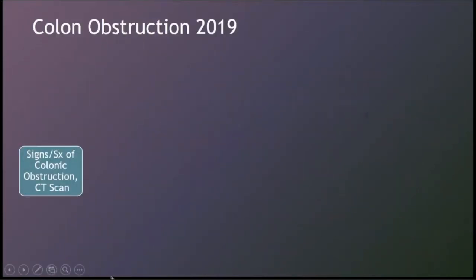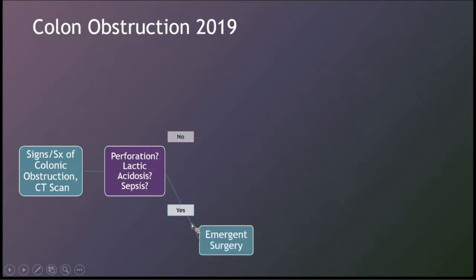So in 2019, patients come in with colonic obstruction. Any evidence of perforation like acidosis or sepsis, they're going to go to the OR. They've got a perforation. We have no business being there. If they otherwise are clinically okay, they get emergent colon stent placement.